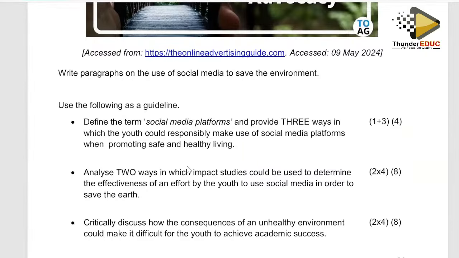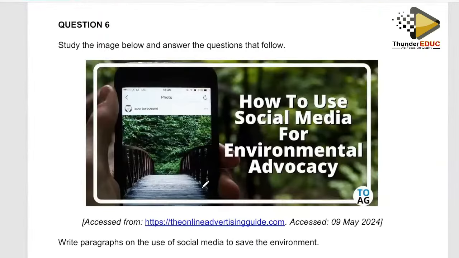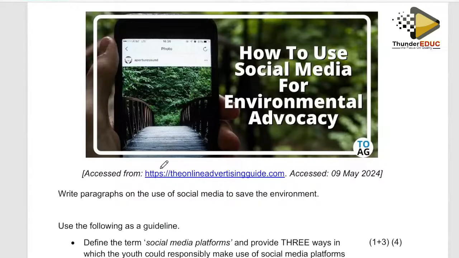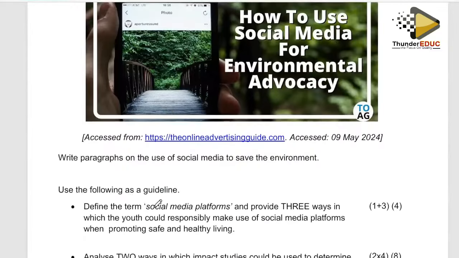So we start by looking at the image. I think we do have an image of a particular social media platform. How to use social media for environmental advocacy. We do have a cell phone device. Then we have the natural environment in the background. Then our question reads, define the term social media and provide 3 ways in which the youth could responsibly use social media when promoting safe and healthy living. So we'll start with a definition of social media.